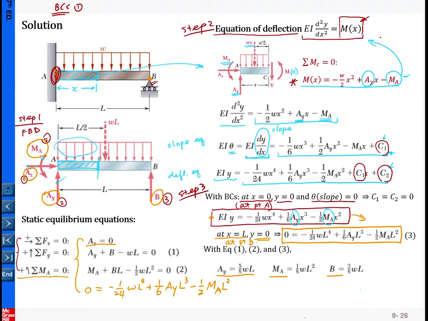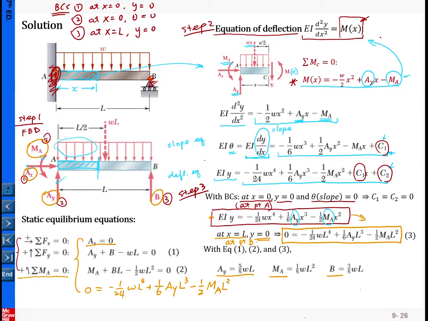So the first one is at x equal to 0, y equal to 0, deflection. The second one is at x equal to 0, the slope equal to 0. Basically, that is describing the condition at A here. The third one is at x equal to L and y equal to 0. This is the third one describing the boundary condition here.